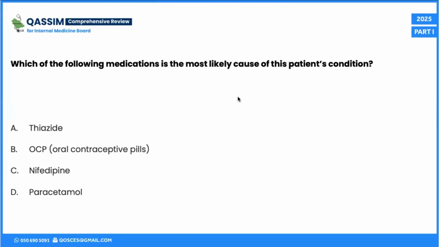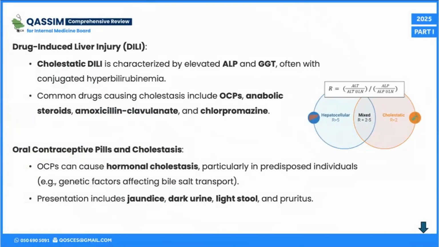Okay, so here the majority answered correctly, 58% going with oral contraceptive pills. Paracetamol usually presents with an acute hepatocellular pattern, plus or minus acute liver failure. Thiazide is less likely to cause this presentation. So cholestatic DILI is characterized by elevations in alkaline phosphatase and GGT. Common drugs causing cholestasis include oral contraceptive pills, anabolic steroids, Augmentin, and chlorpromazine.